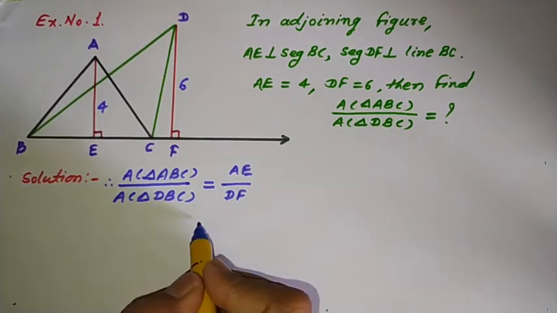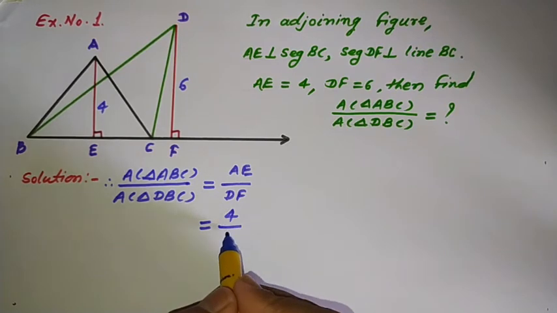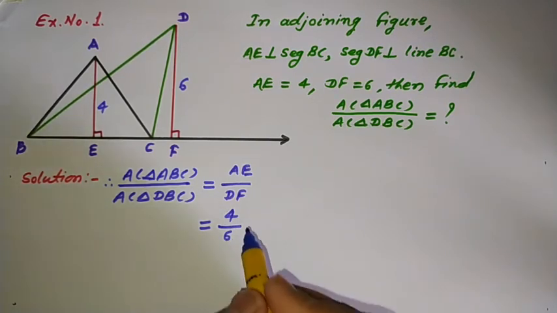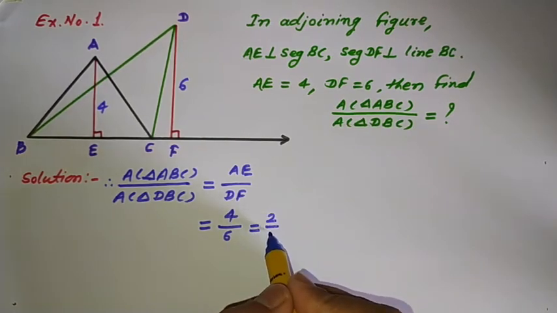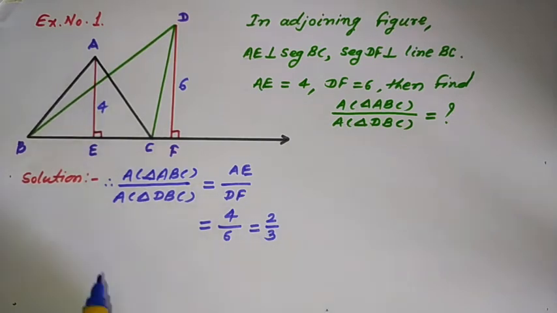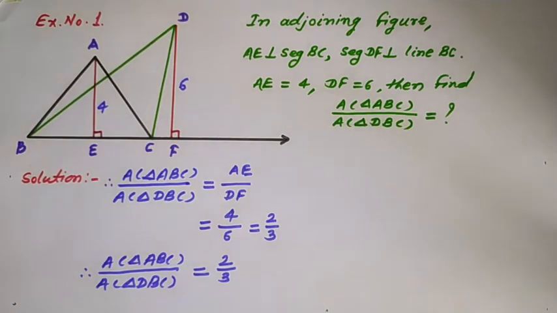Put the values in this. AE is 4 and DF is 6. Here 2 twos are 4, 2 threes are 6. Therefore area of triangle ABC upon area of triangle DBC is equal to 2 upon 3. The ratio of these two triangles is 2 upon 3.